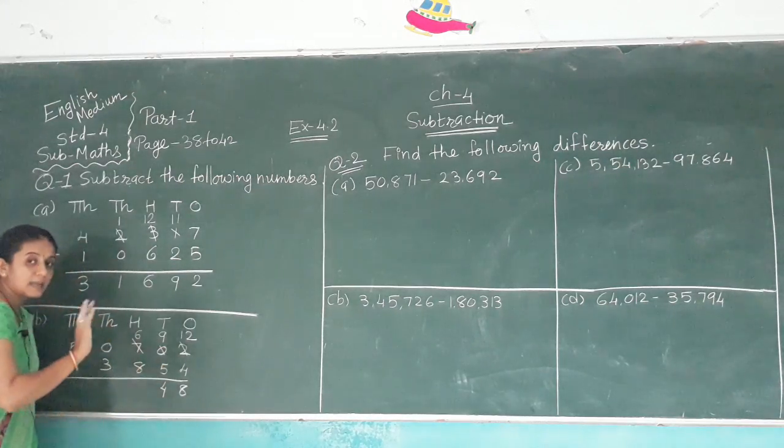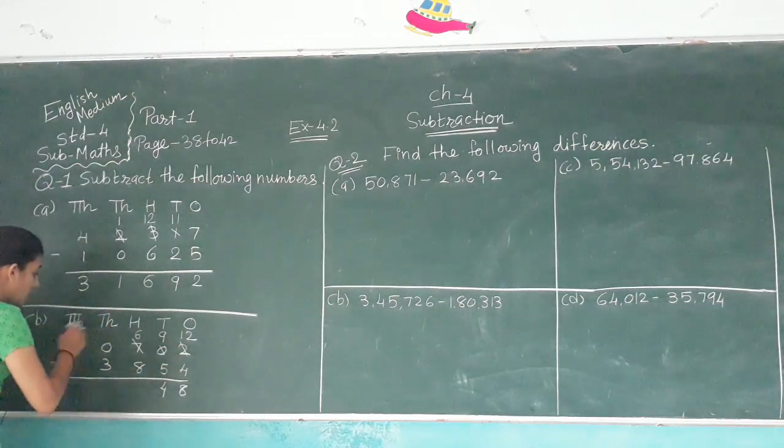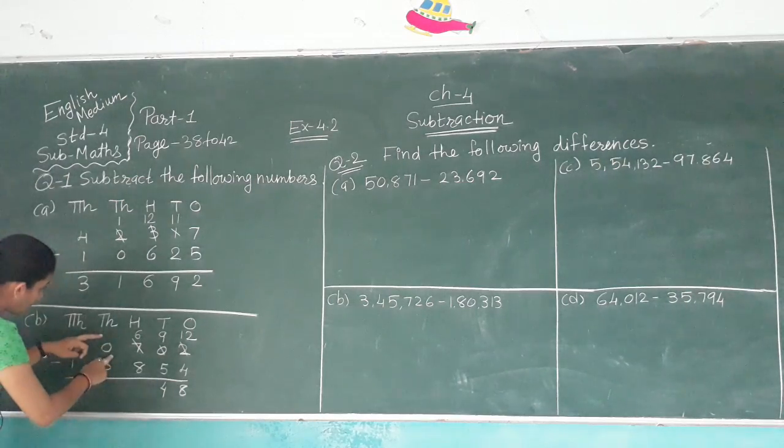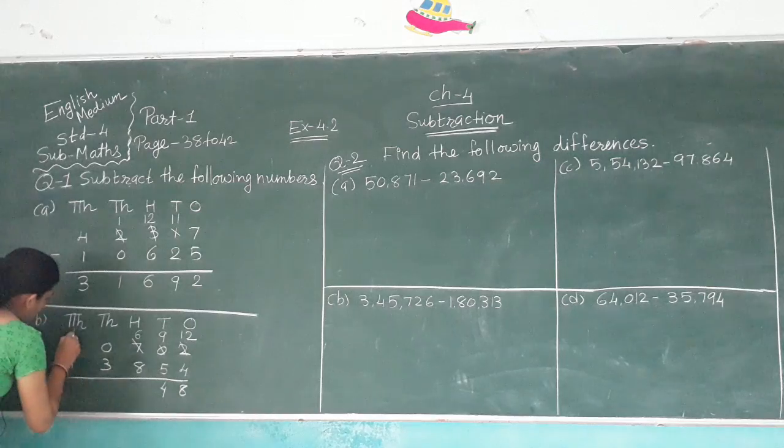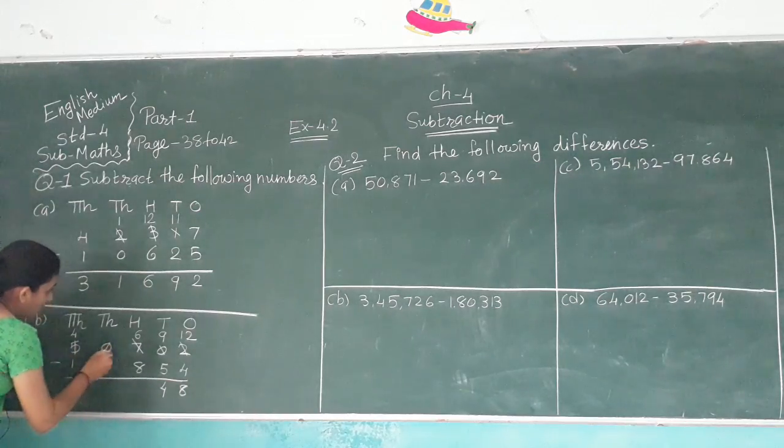Again 6 minus 8. It is not possible. Take borrow from thousands place. But here 0. So take borrow from 10,000 place. Cut here 5. Write here 4. Cut here 0.